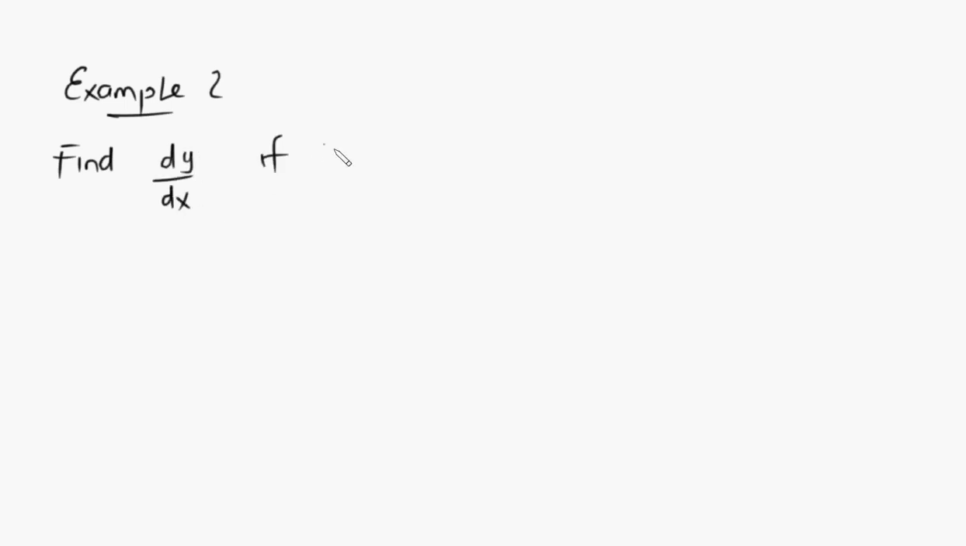It says find dy/dx if y is just equal to x squared sin x cos x. So look at this. This now is a product of 3 functions. I have the first function u, second function v, third function is w. So I use now the product rule, but that one which deals with 3 functions.